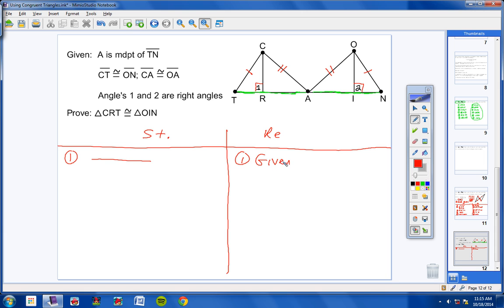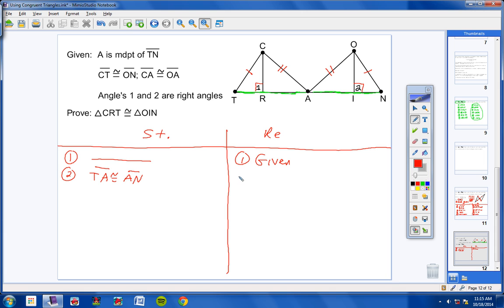Now, let's see, A is the midpoint of TN. So in my given, I've already stated that CT is congruent to ON, and CA is congruent to OA. So next, I'm going to state that TA is congruent to AN. Okay, my green segment here is congruent to my green segment here.